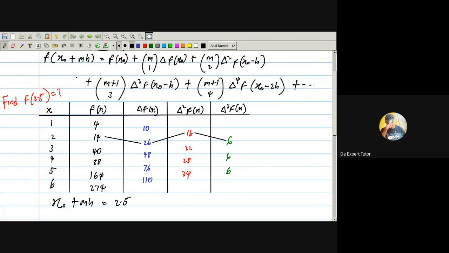Remember, the 2.5 you are looking for is between this and this. That's 2.5, so my x0 is 2. So I have 2 plus what is my mh? Look at h. What is h? H is the difference, the width of this, and you can see that it's constant. Hear what I'm saying? It's a constant difference. So that's why we're using Newton's formula.